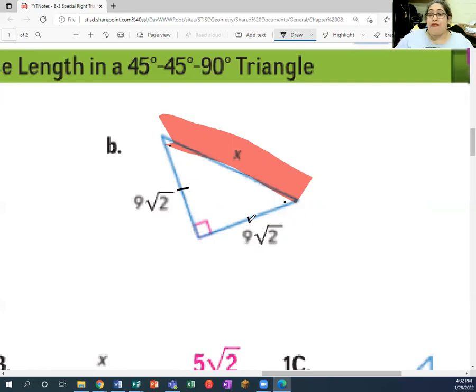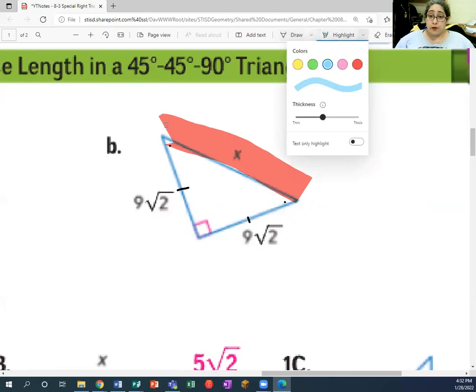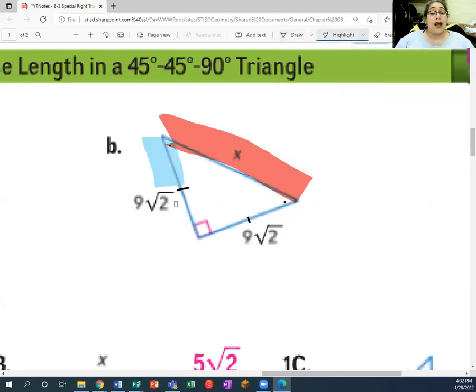I don't know physically how long this is, but I do know that the square root of 2 is a constant value. It doesn't change. And so if I multiply 9 times that value, whatever it is, it's not going to change. So these two legs are the same. 45, 45, 90 triangles are isosceles right triangles. And so these are the leg lengths.